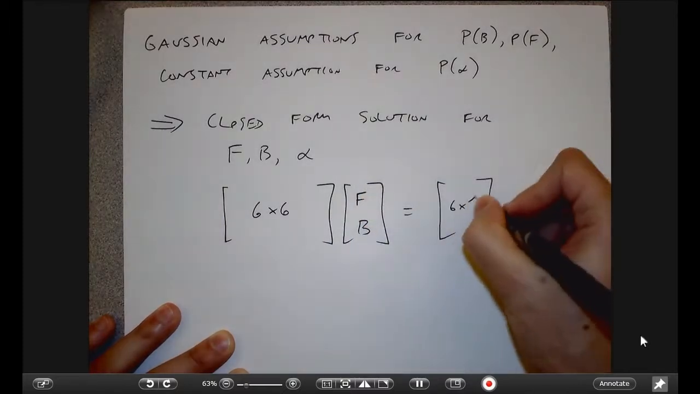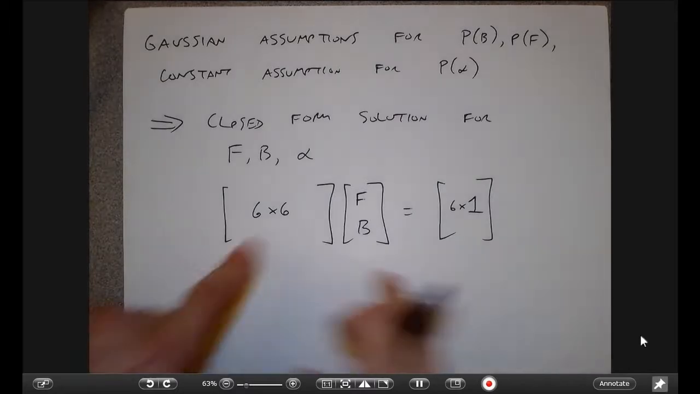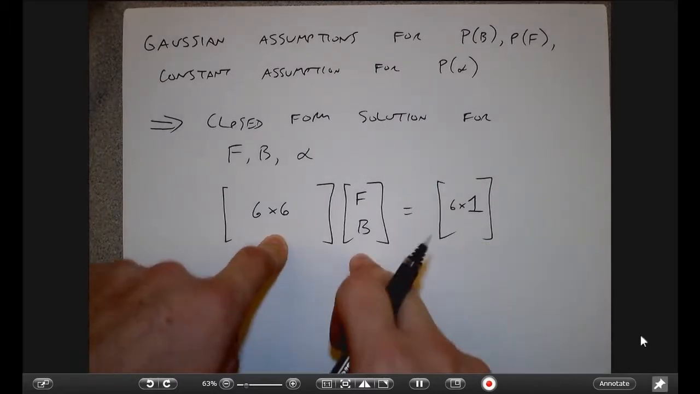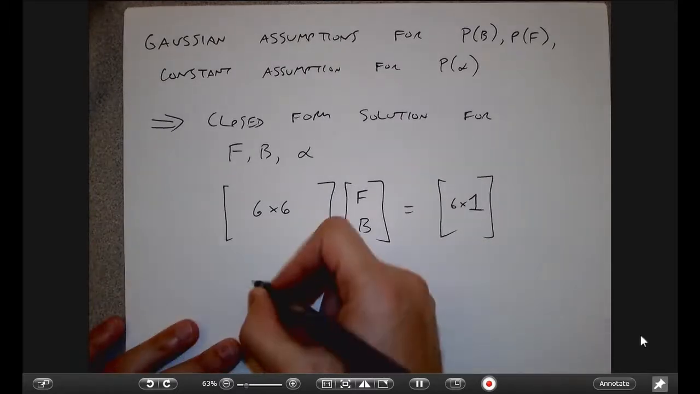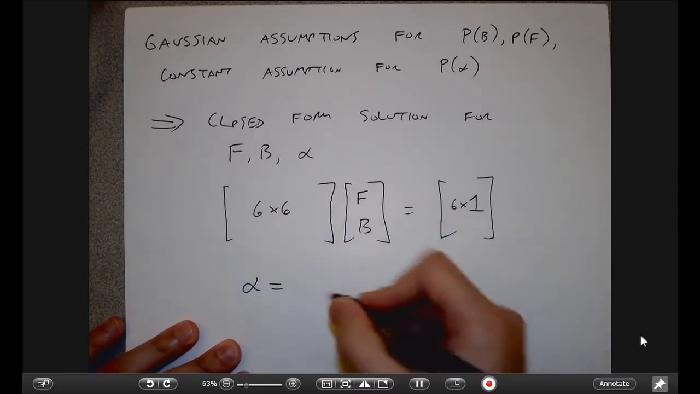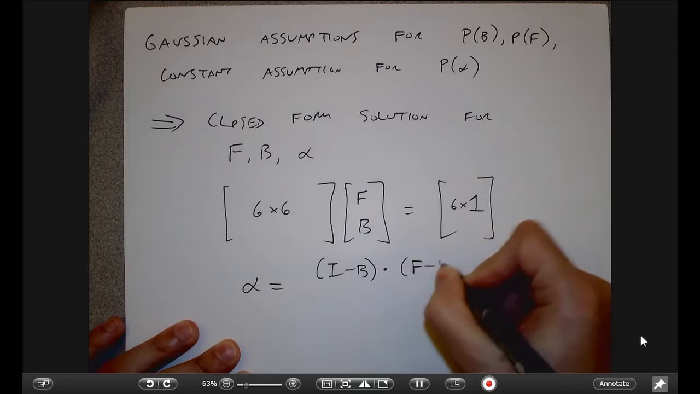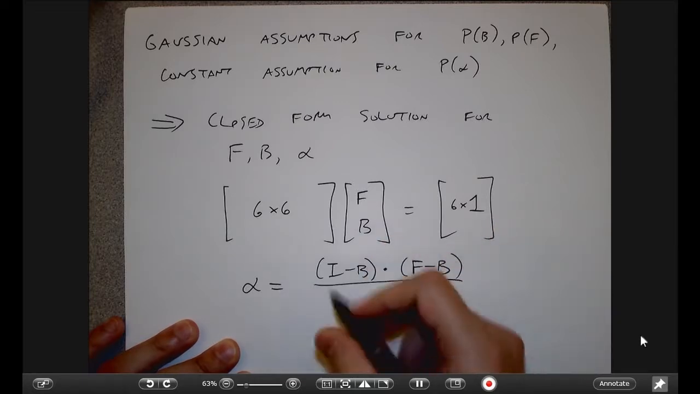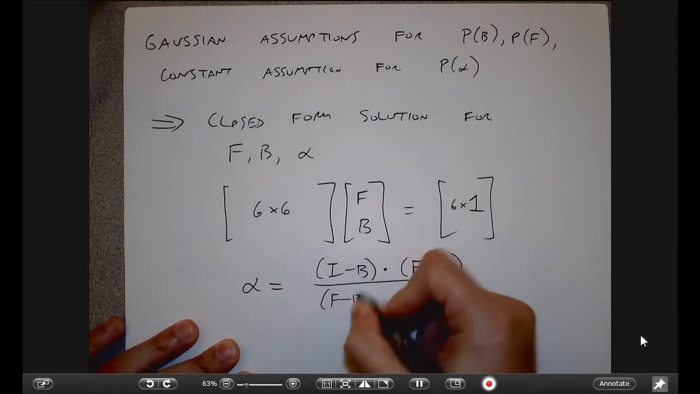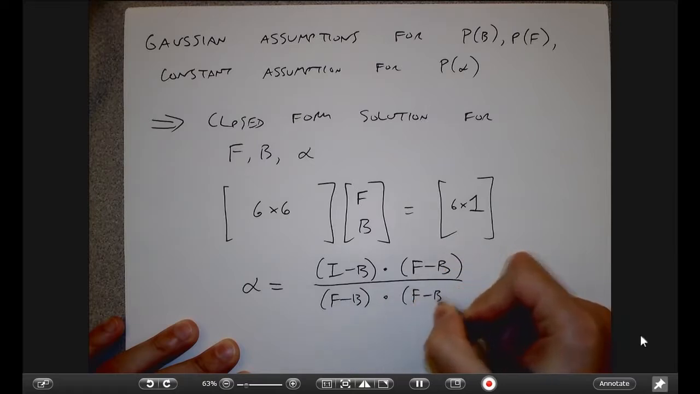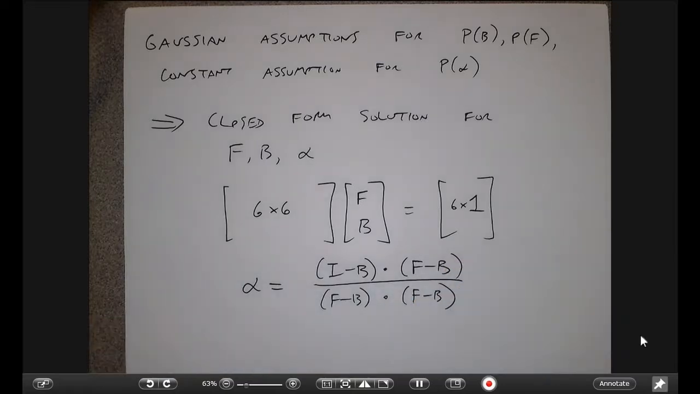So basically what I get is a linear system that says, okay, I know all the stuff here, I know all the stuff here, I can solve this system for F and B, and then my alpha is basically a very simple closed form solution. So you can refer to the book for the details of exactly how I populate these matrices and vectors, but basically it's not so hard to do.